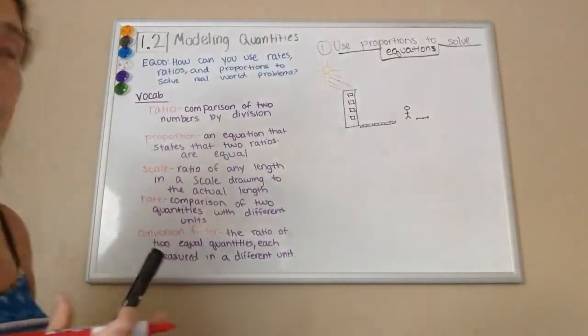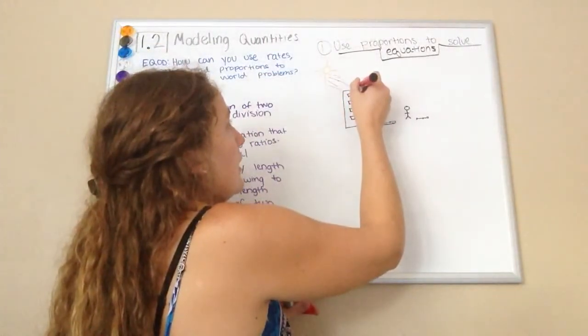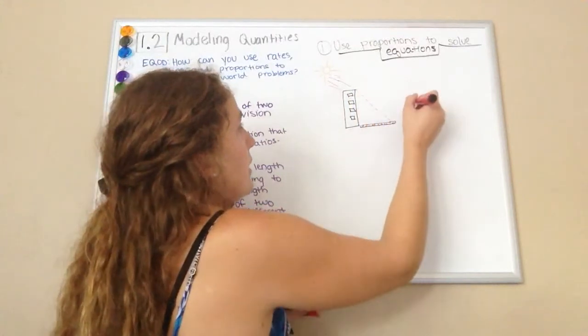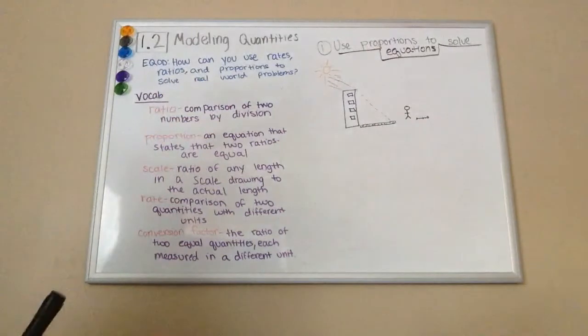We're assuming everything's perfect in this picture. And we're going to look at, I'm just going to put out their shadows here. They're at the exact same angle. So they're similar right triangles.